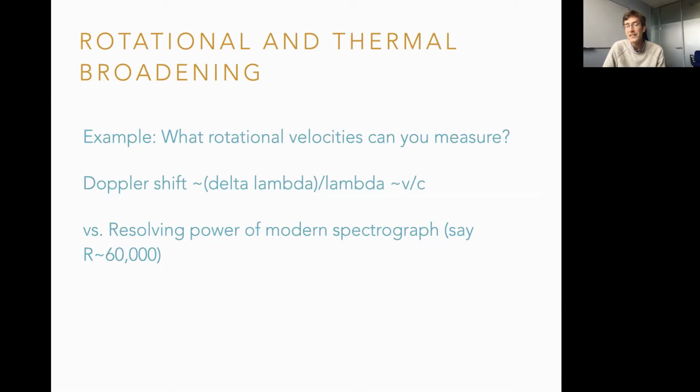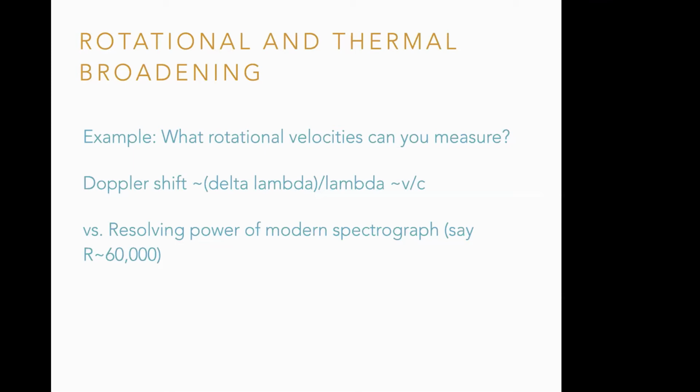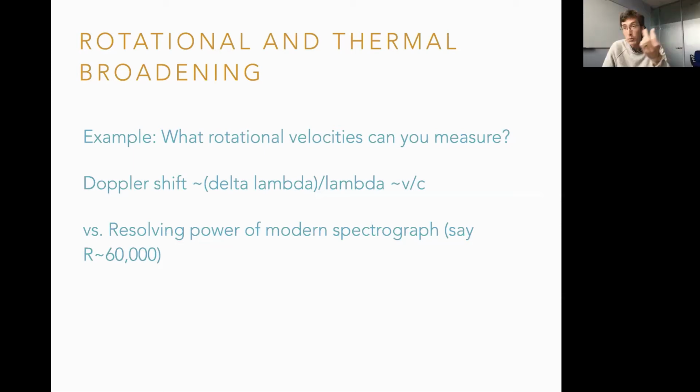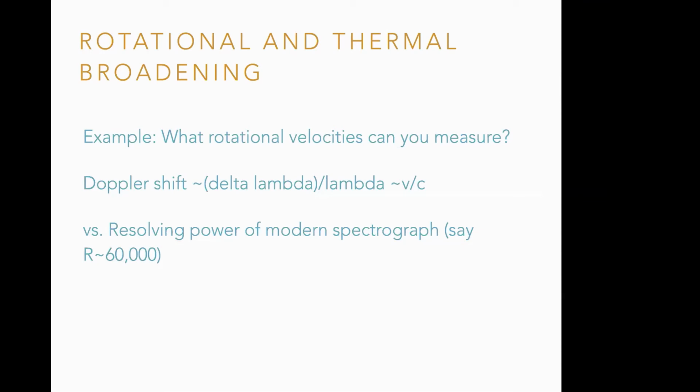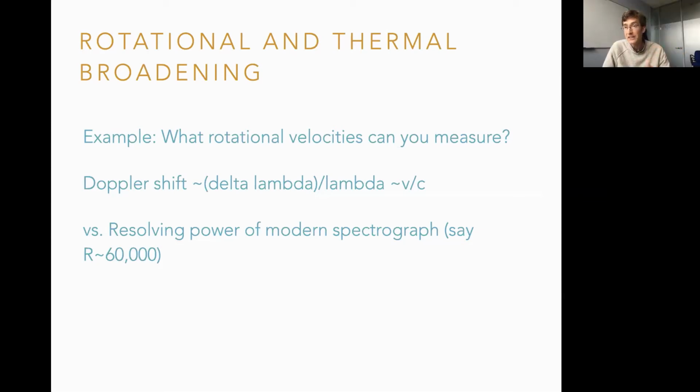And what that means is that the figure of merit here is delta lambda that you're able to distinguish over lambda. And roughly speaking, the Doppler shift associated with a certain velocity is v over c. So you can work out what kinds of velocities that R of 60,000 spectrograph is sensitive to. Roughly, if you have something that's 50 to 100,000, the smallest Doppler shifts you can measure are of order a couple kilometers a second. That's sort of the scale of things.